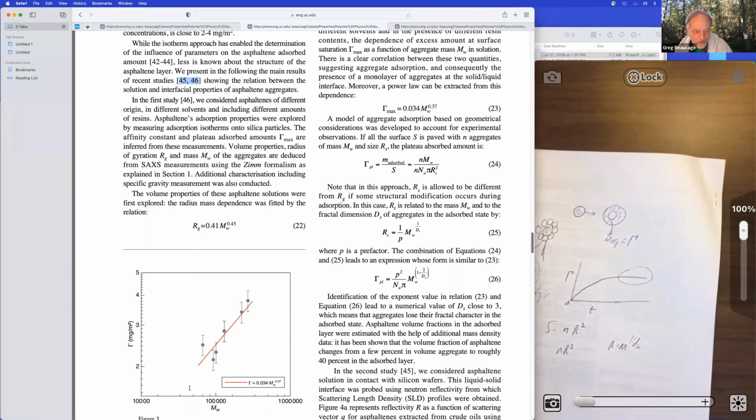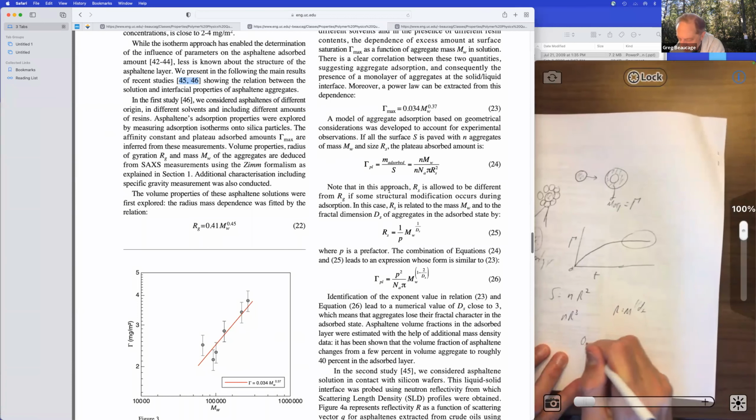He gets a power law behavior, so it should be a log-log plot. I guess that's log-log. See, 4 to 5 is smaller than 1 to 2. Anyway, he gets a power law dependence with a slope of 0.37. It should be 1 minus 2 by ds, but that doesn't work out for him.